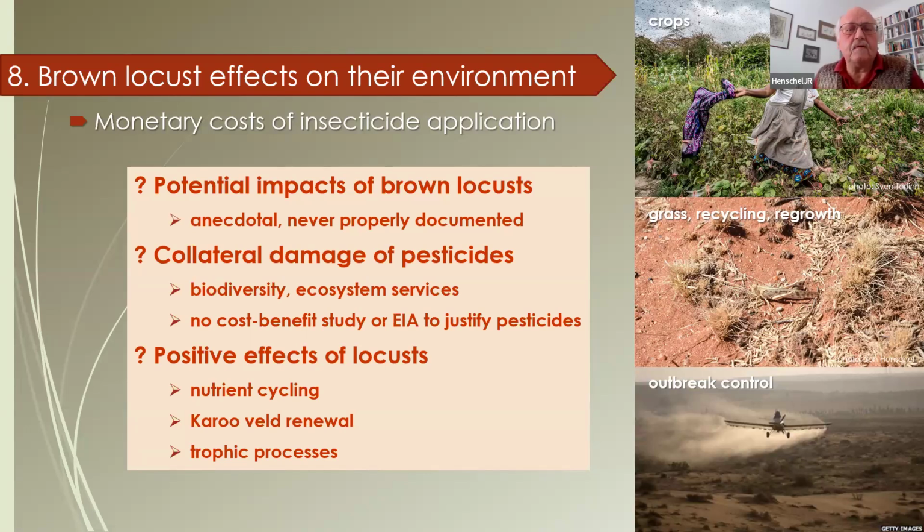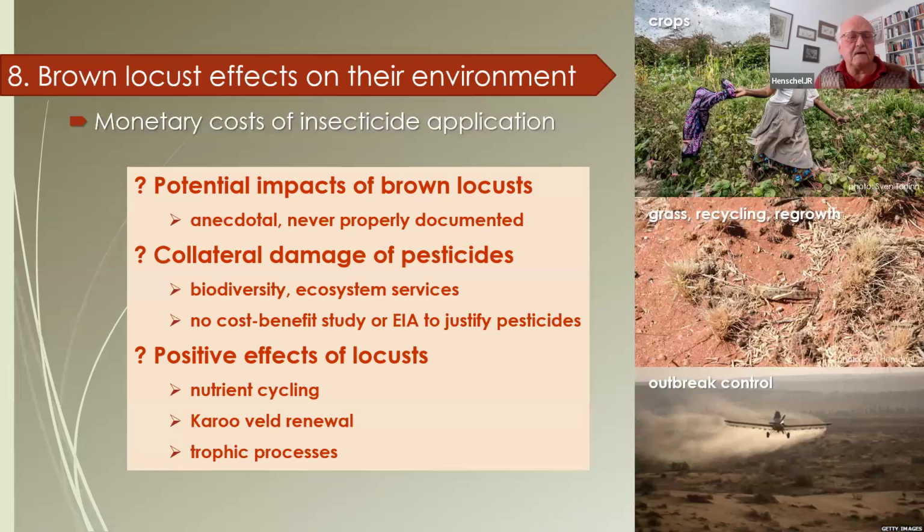And at the same time, 0 rand was spent on research, which is not unusual because there was no interest in the research. The potential impacts of the brown locusts have always been anecdotal. It's assumed that they are damaging to agriculture. It's never been properly documented. In other words, no one's actually seen and surveyed exactly what's happened once the locusts have arrived at an area. There may also be a lot of collateral damage of pesticides on biodiversity and ecosystem services, but there's never been a cost-benefit study or an EIA to justify these pesticides.